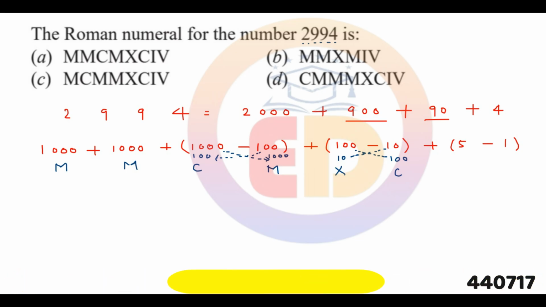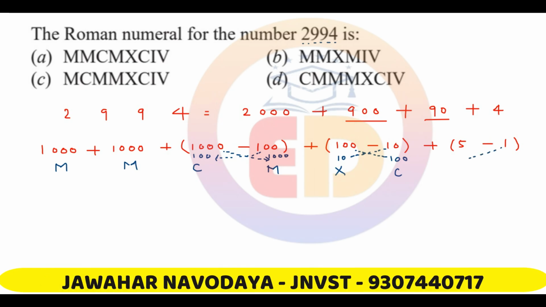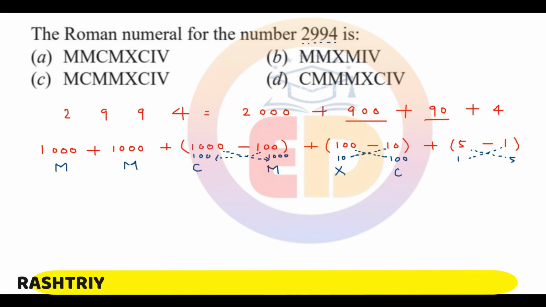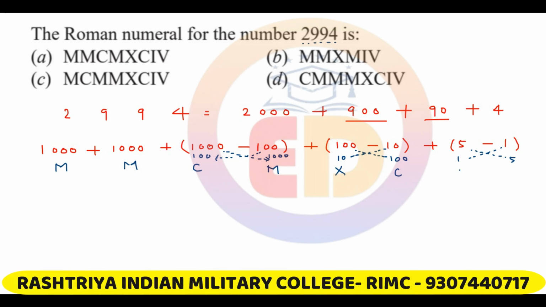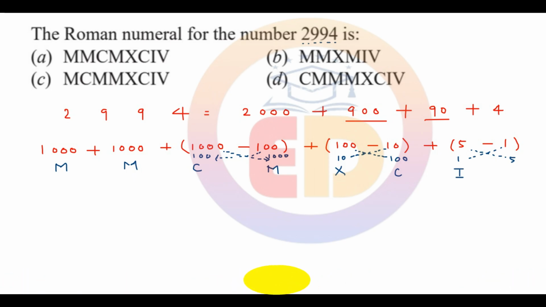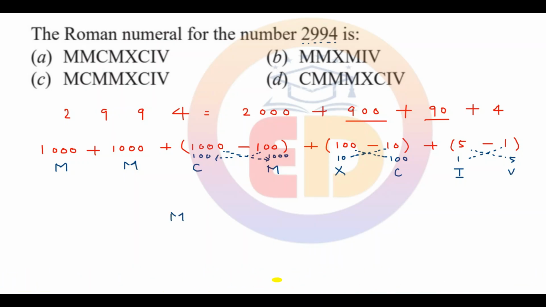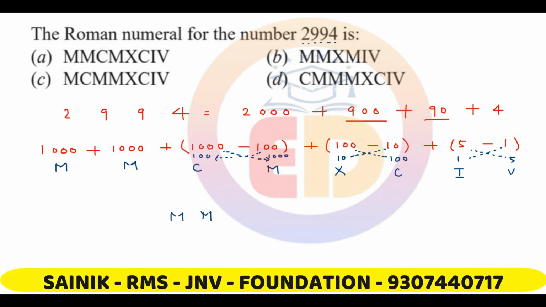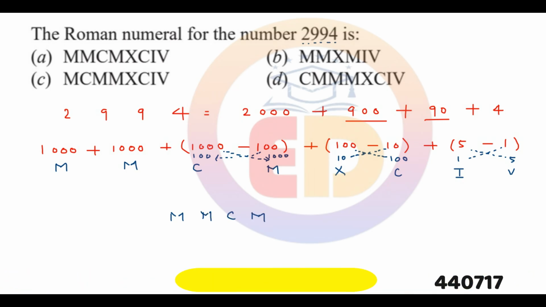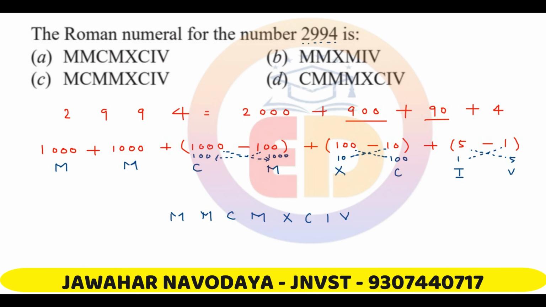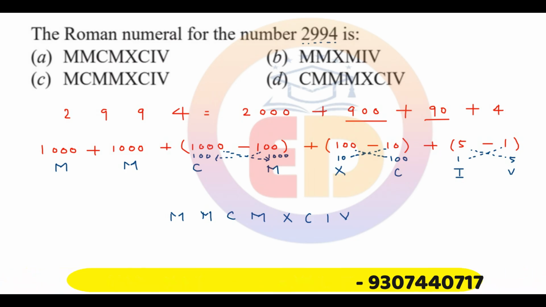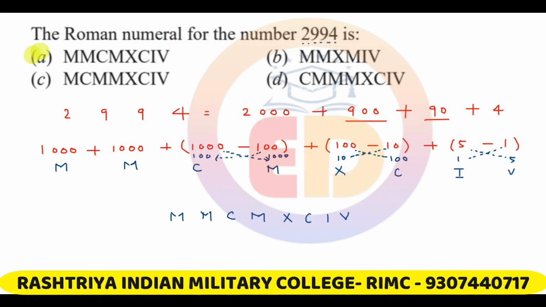And finally for 5 minus 1, again 1 should come first, so I, and 5 should come later, तभी वो माइनस होगा. स्मॉलर पहले और ग्रेटर बाद में आना चाहिए. So I should come first and V should come later. Our final answer is M, C, M, X, C, I, V. Answer is option number A.